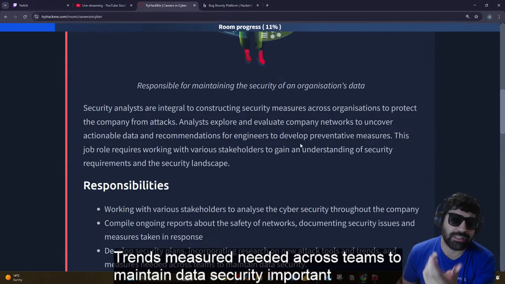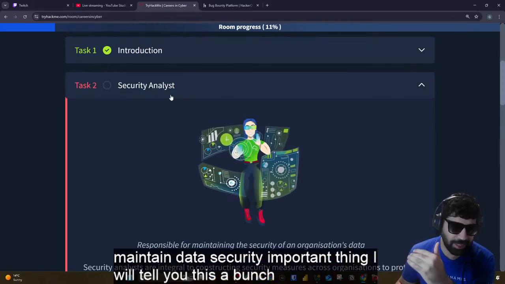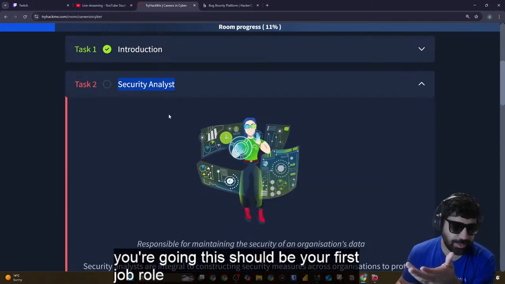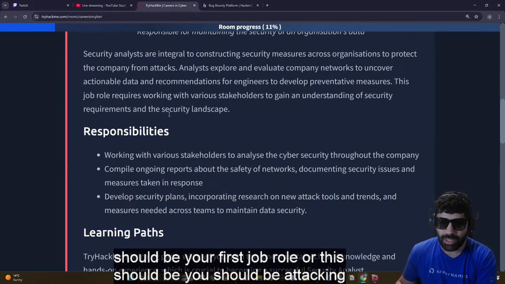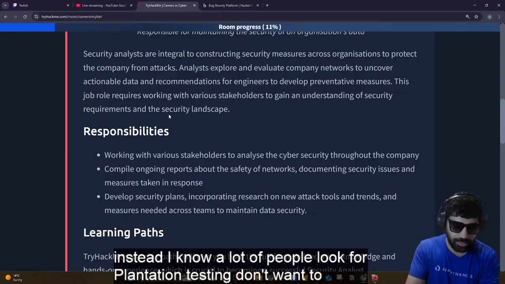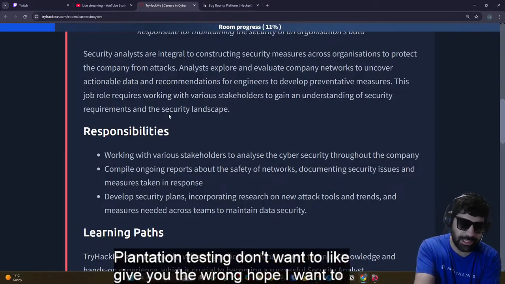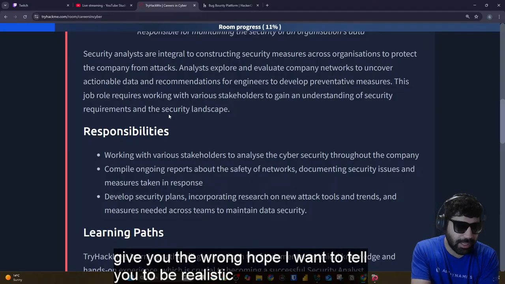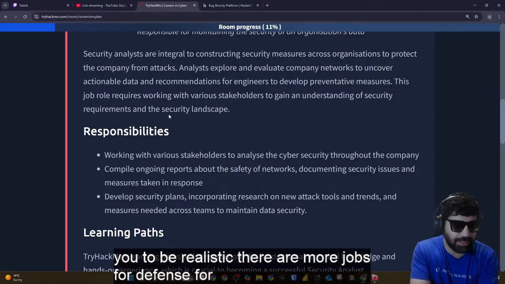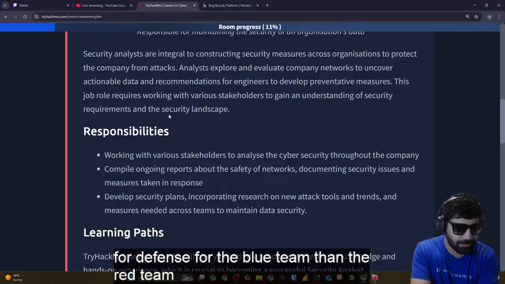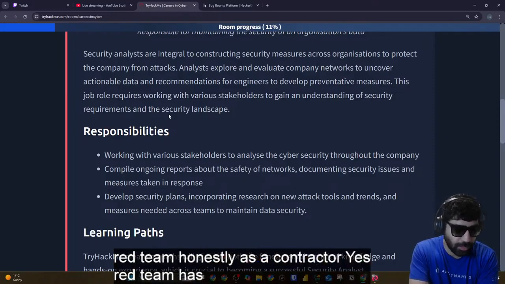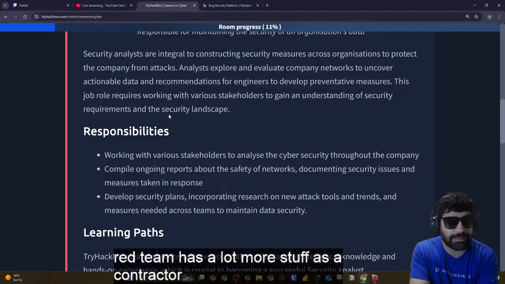Important thing, I will tell you this: a bunch of people think this should be their first job role, or that they should be attacking instead. I know a lot of people look for penetration testing. I don't want to give you the wrong hope. I want to tell you, to be realistic, there are more jobs for defense, for the blue team, than for the red team, honestly. As a contractor, yes, red team has a lot more work.